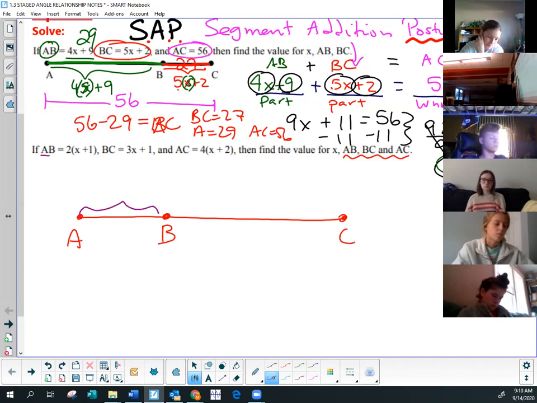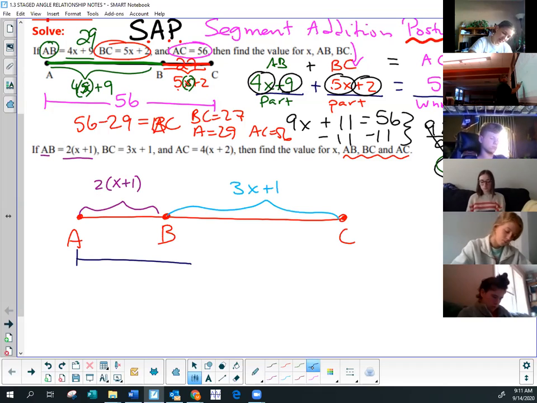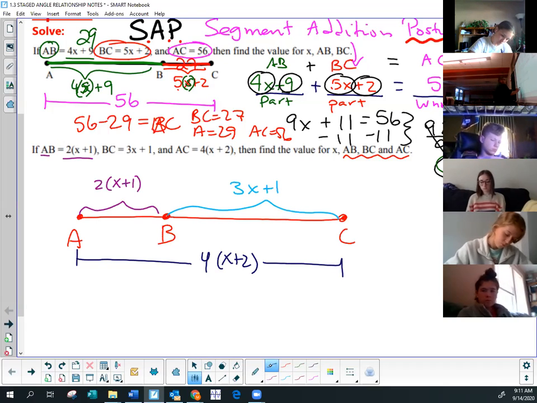And so we have AB is 2 times a quantity x plus 1. We have BC to be 3x plus 1. Okay, and then we have 4 times a quantity x plus 2 to be the entire segment. But as far as how the setup goes, it's going to be the same. So we have a part AB plus a part BC is equal to a whole AC.